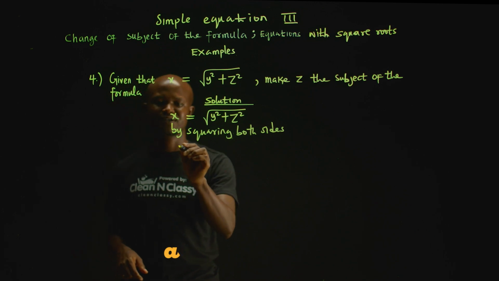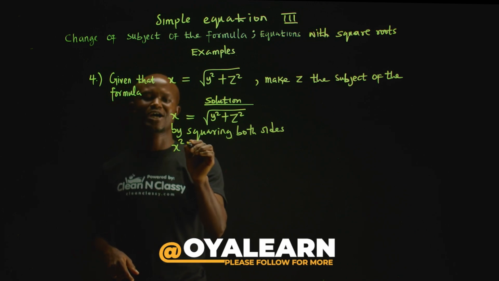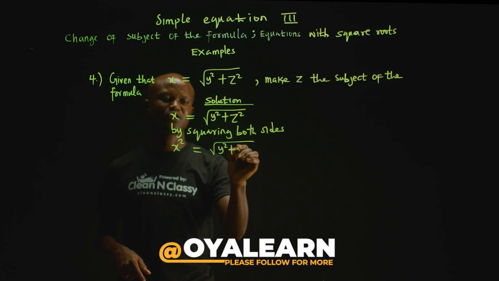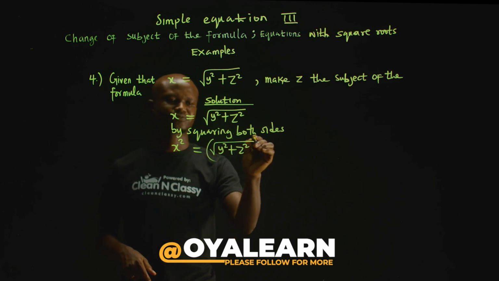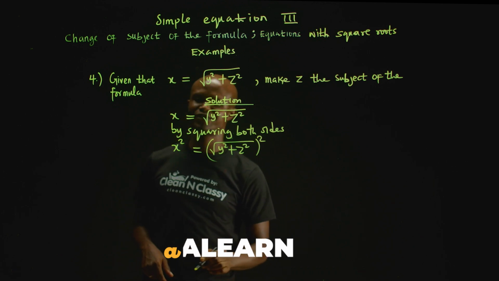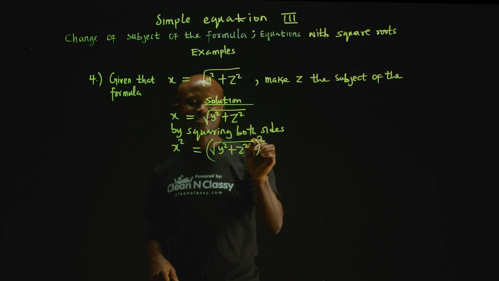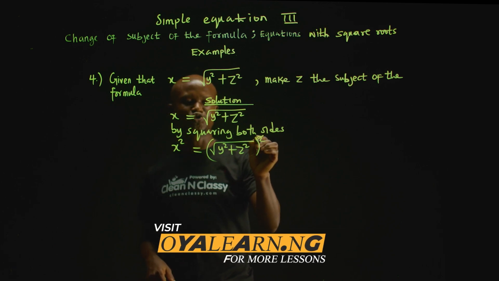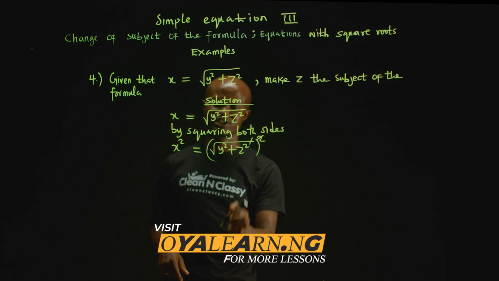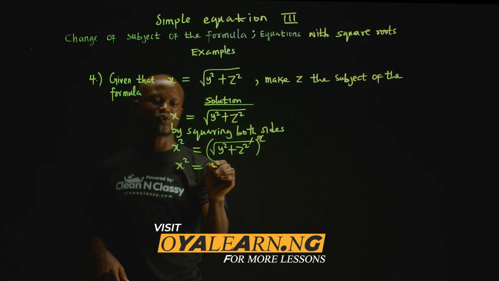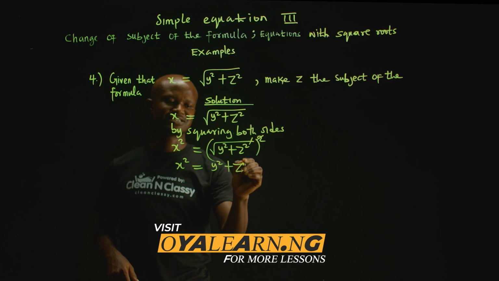we have x squared equals what? The square root of y squared plus z squared. Then we square everything here. Now, at the right hand side, since the square root covers everything, the 2 will cancel the square root. It remains the inside. So we now have x squared equals y squared plus what? Z squared.